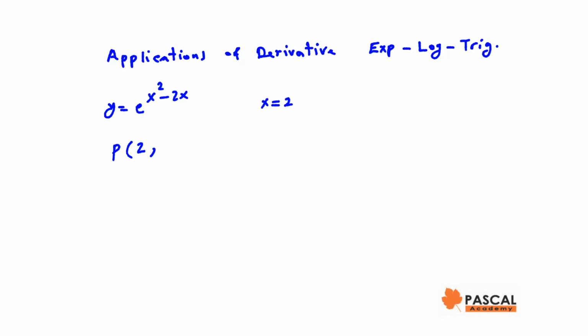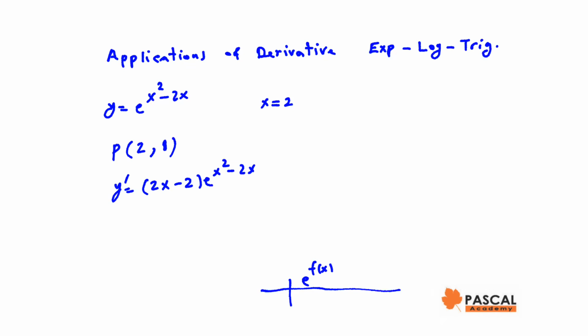If we plug 2 into the original function, y is going to be e to the power of 4 minus 4, which is e to the power of 0, which is 1. The derivative of the function is (2x minus 2) times e to the power of x squared minus 2x. The derivative of e to the power of f of x is f prime of x times e to the power of f of x.